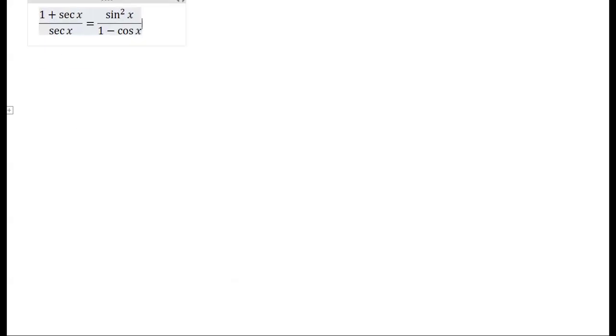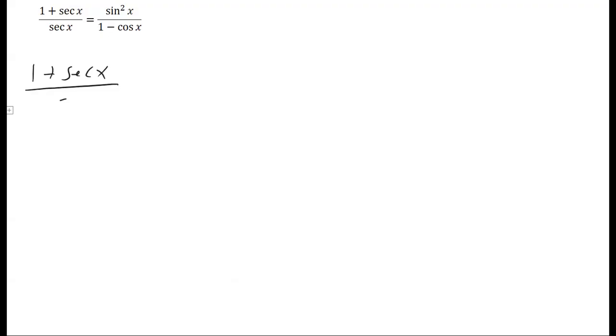Okay. Next, number 6. 1 plus secant x over secant x equals sine squared x over 1 minus cosine x. Okay. So both sides look equally complicated. So which side do I want to work with? Maybe let's start with the left-hand side again. I don't know. We might abandon this. 1 plus secant x over secant x equals, well, what can I do? Maybe let's change everything in terms of cosine. So secant is 1 over cosine.